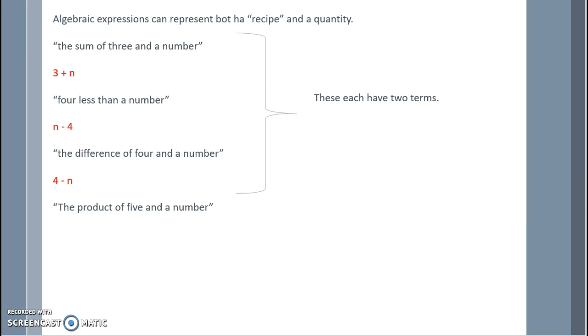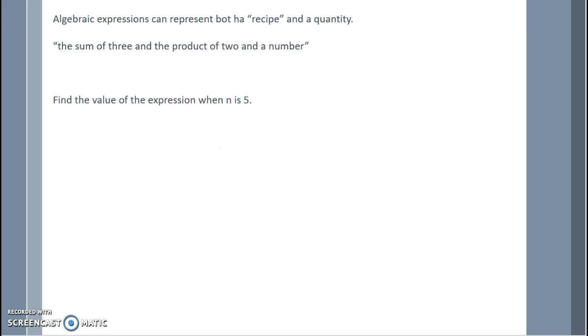These ones that we just talked about each have two terms, a number and a letter of sorts. The product of 5 and a number. So product means to multiply 5 and some number. So you can put it in parentheses or squish them together. This one though has two factors. Remember, factors are pieces that we are using when we're multiplying.